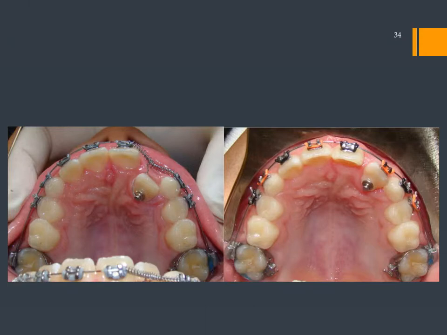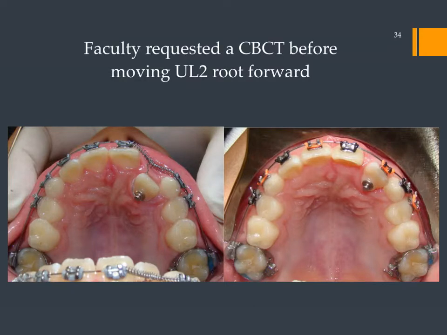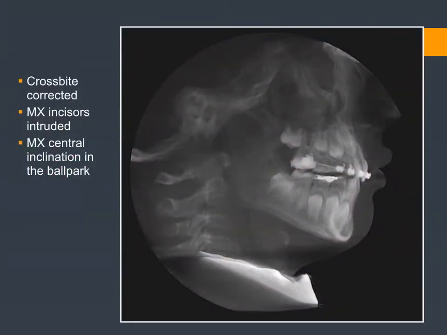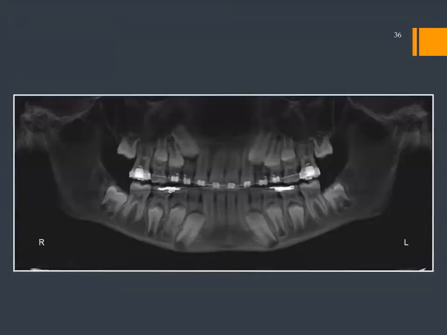And so now the question is, can we move the root forward, or are we going to bump into the canine? So I was the faculty then, and I said, let's get a CBCT before we move that root forward, and we did. The head film that was taken from the CBCT showed that the upper incisor inclination was better, that the tooth had been intruded some, so that's all good, but it doesn't tell us too much about the lateral position.